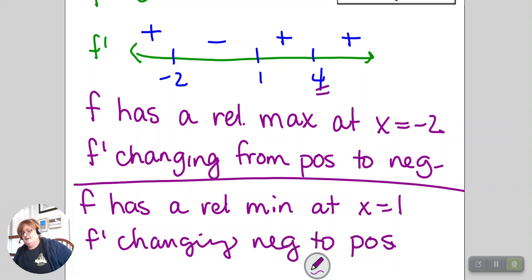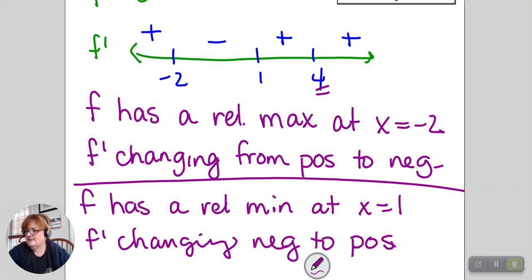There is neither a min nor a max at 4. Okay, 4 is a critical value. When a number pops up as a critical value and it doesn't end up being a min or a max, but it is a continuity point, it's probably going to be something called a point of inflection. And so we will look at that. That's something that will come up in our lesson 27.